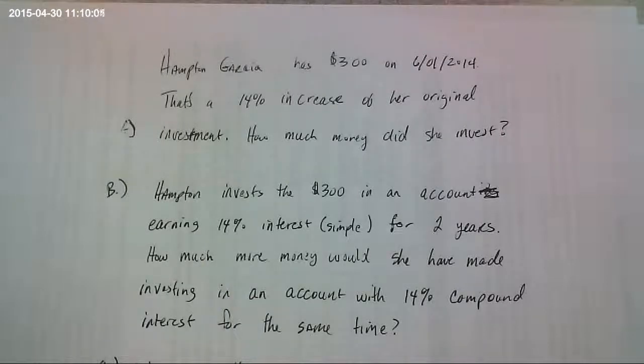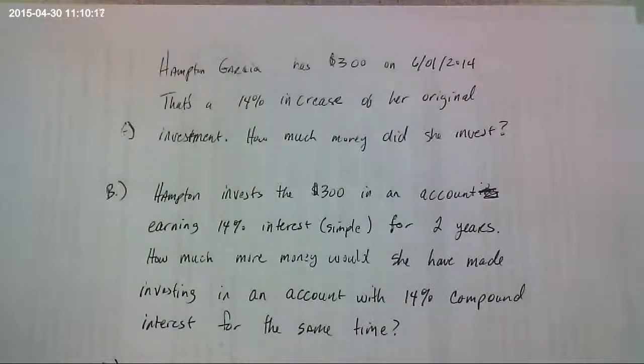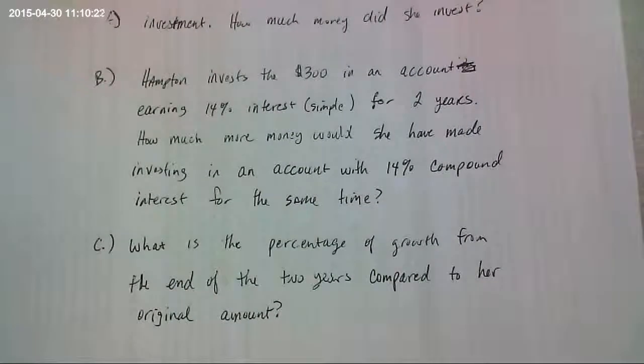Anyway, so Hampton Garcia's got $300 on some date, June 1st, 2014. That's a 14% increase of her original investment. And so the question is, how much money did she invest? There's a second part, like Cambridge questions always ask. It says Hampton invests the $300 in an account now, earning 14% simple interest for the next 2 years. How much more money would she have had if she invested that money in an account that had 14% compound interest for the same amount of time?